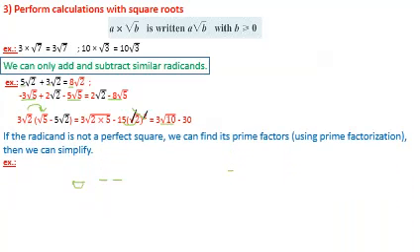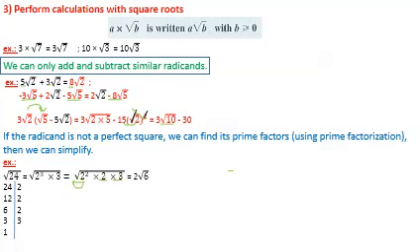Okay? If the radicand is not a perfect square, we can find its prime factors using prime factorization. Then we can simplify. Another example is radical 24. It's 2 cubed times 3. As I told you before, you have to split 2 power 3 into 2 powers. You should split it into 2 squared, which is a perfect square, times 2, times 3. The 2 squared goes outside as 2, and what's left inside is 2 times 3, which is 6.